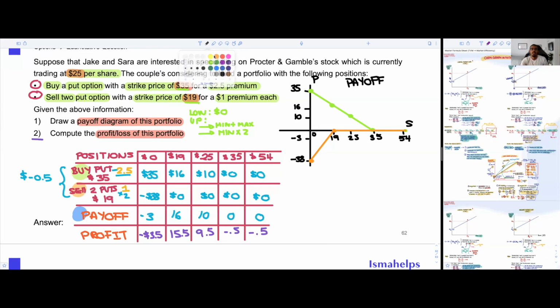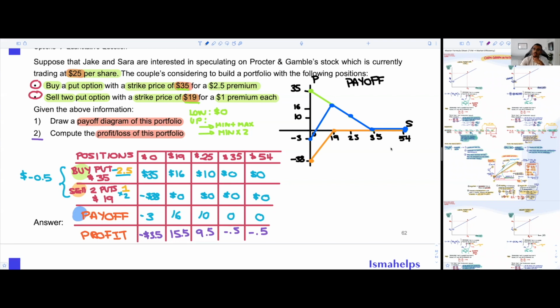Okay, cool. So our payoff will look something like this, where we have minus 3 if the stock is trading at $0. We would have 16 if the stock is trading at $19. That's so interesting. Whoa. So we'll put it here, I guess. And we would have $10 if the stock is trading at 25 bucks. We would have $0 here, $0 here. Now this is a really interesting payoff. Notice how it goes like this, all the way down here, and then tapers off to 0 after that.